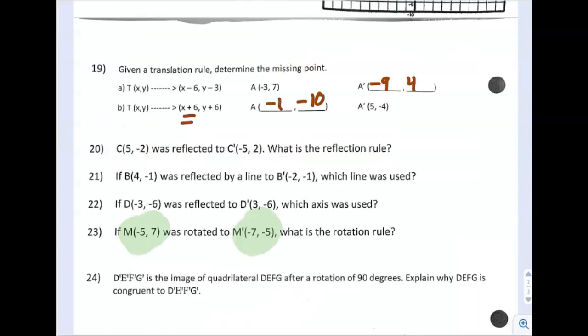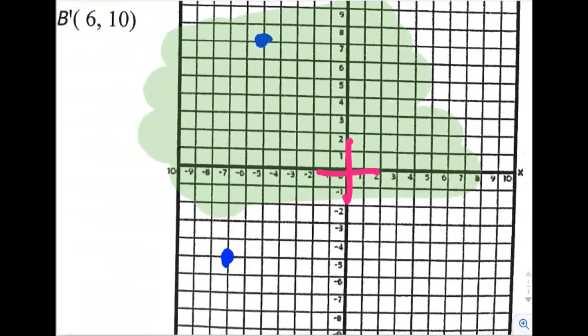So number 23 is a little puzzle. You have (-5, 7), and it ended up rotating onto (-7, -5). So what was the rotation? I already have it plotted here. Here's where it tells you it started, and here's where it told you it landed.